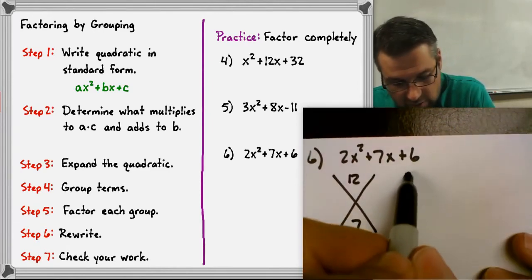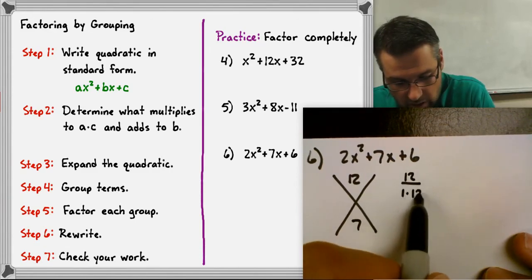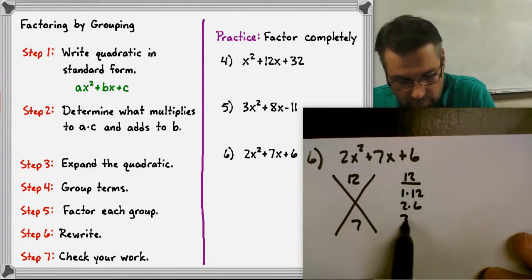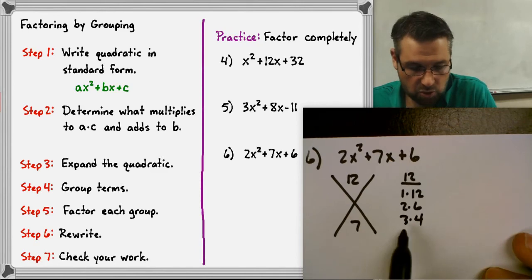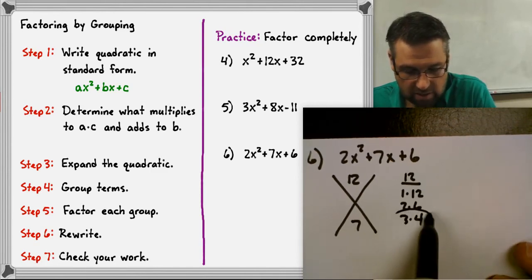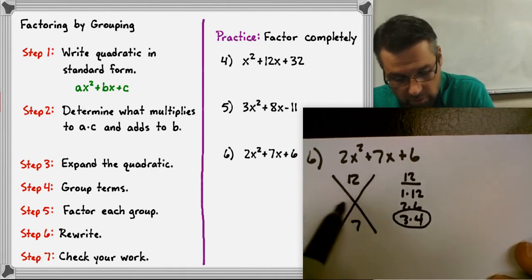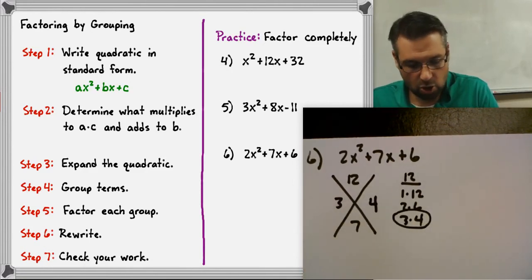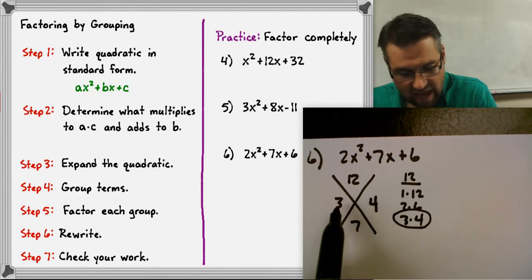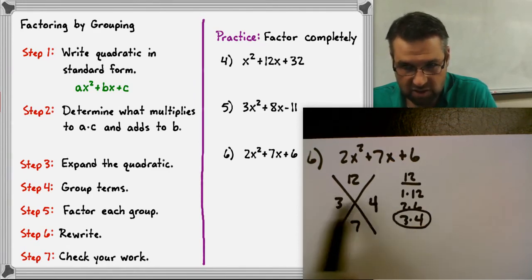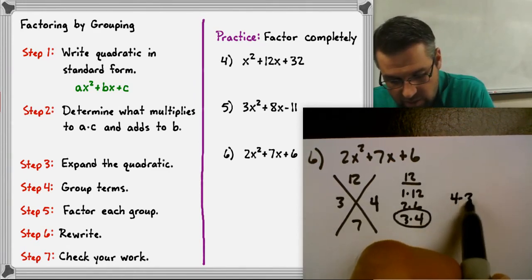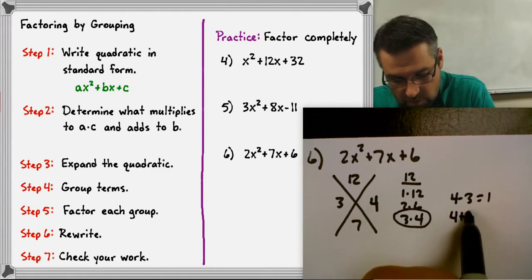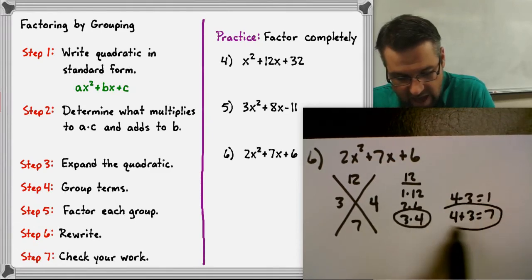And we're going to list our factors now of 12. That's 1 times 12, 2 times 6, and 3 times 4. Well, which one of those will give me a 7 when I add or subtract? That's going to be the 3 and the 4, so I know that those numbers are there. Now we have to check our signs. So did I have to add 3 and 4 to get to 7, or do I have to subtract them? Well, 4 minus 3 is 1. 4 plus 3 is 7, so I know I have to add.